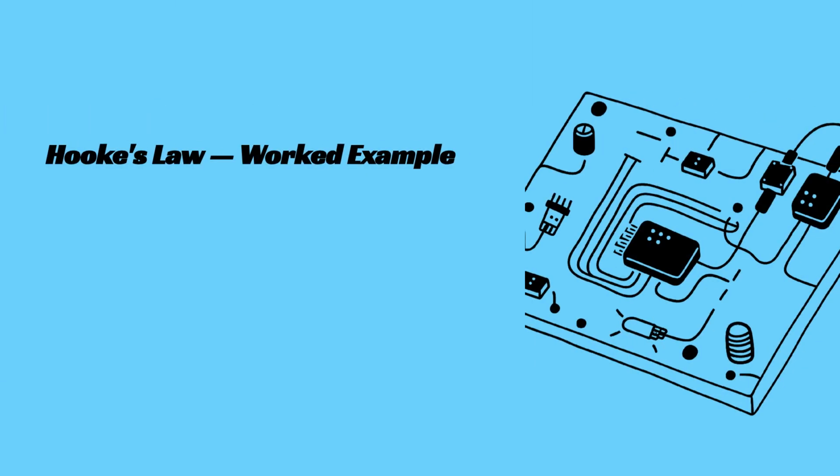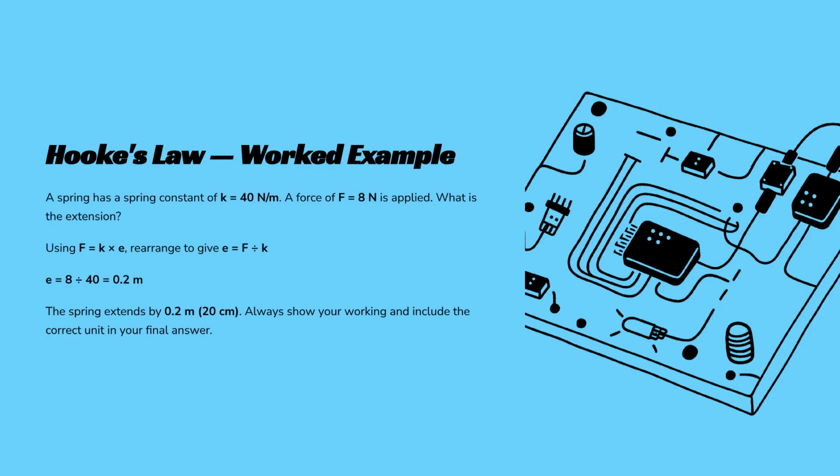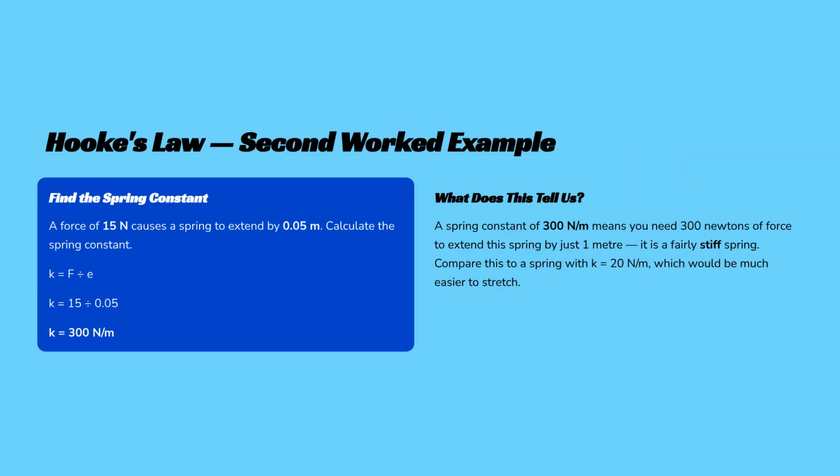Let's look at a worked example. With a spring constant of 40 newtons per meter and an applied force of 8 newtons, we rearrange the formula to calculate extension. 8 divided by 40 equals 0.2 meters, or 20 centimeters. In this second example, a force of 15 newtons causes an extension of 0.05 meters. Calculating the spring constant K gives us 300 newtons per meter, indicating a fairly stiff spring.